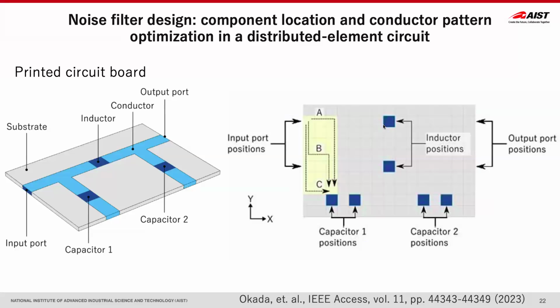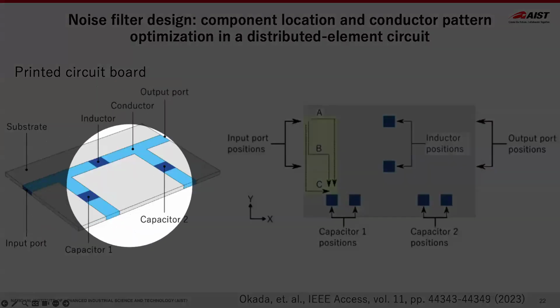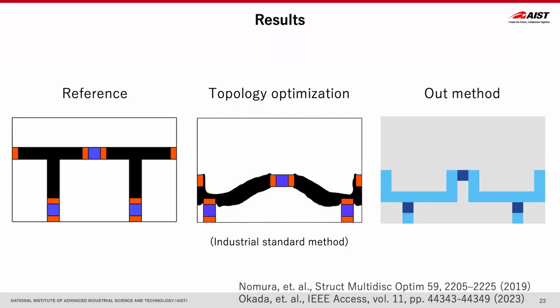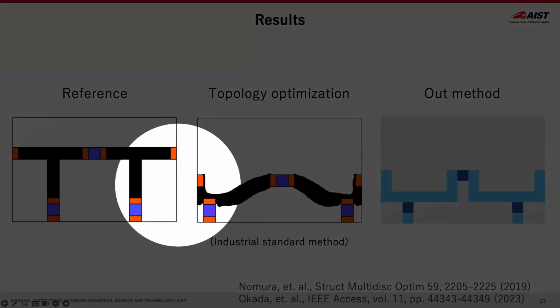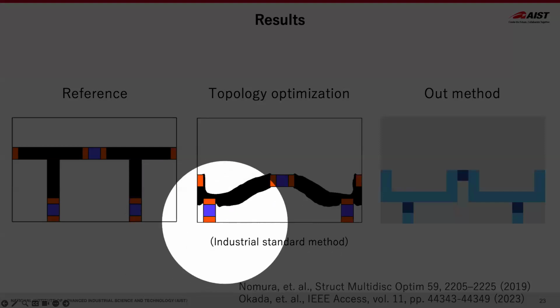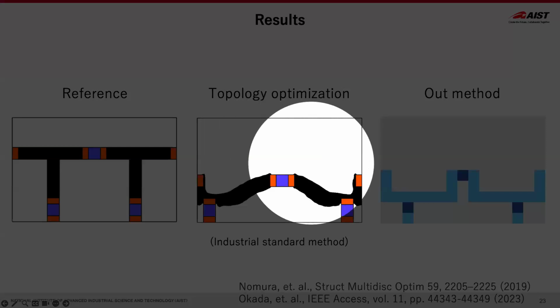And we tried a similar approach for noise filter design. We have an inductor or capacitor here, and as for the high frequency signal, we have to design the pattern in a copper layer of the printed circuit board. Topologically, these two are the same. But when we input the high frequency signal, the characteristics are very different, and this is the optimized pattern.